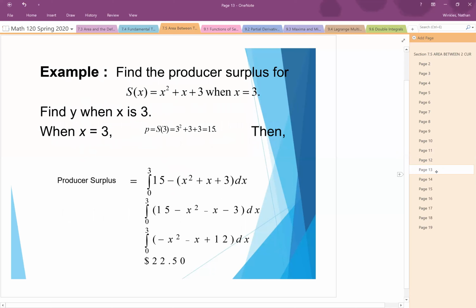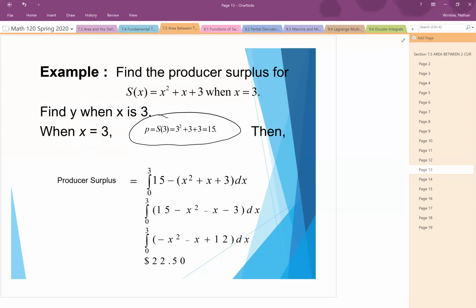So we're told find the producer surplus for S of x equals x squared plus x plus 3 when x equals 3. So we find our y value when x is 3 by plugging in. So P equals S of 3, which is 3 squared plus 3 plus 3. So 15 would be our answer. So our producer surplus is defined as the integral from 0 to 3 of 15 minus the entire function x squared plus x plus 3. So 15 minus x squared minus x minus 3, or negative x squared minus x plus 12.